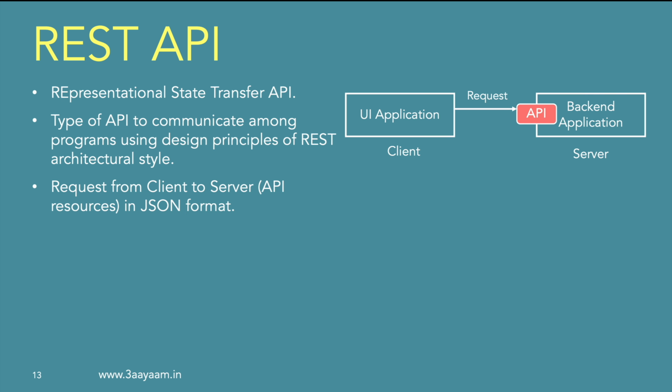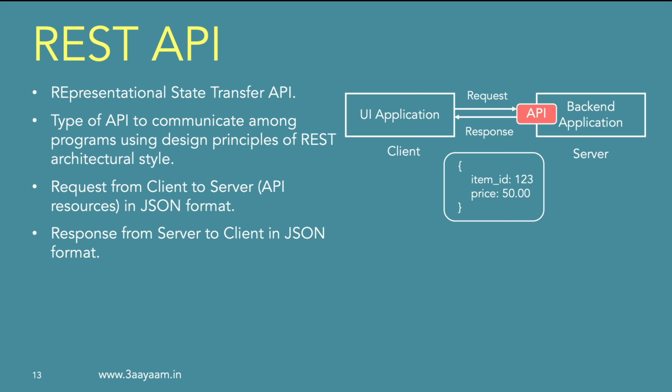Now, requests from client to server, which are basically the API resources, would be sent in JSON format. This is one of the design principles of REST architectural style, that the request has to be sent from client to server in JSON format. Similarly, the response from server to client should also be sent in JSON format. These are the design principles of REST. Of course, there are a few other things. I'm giving a high level overview of what REST API is.